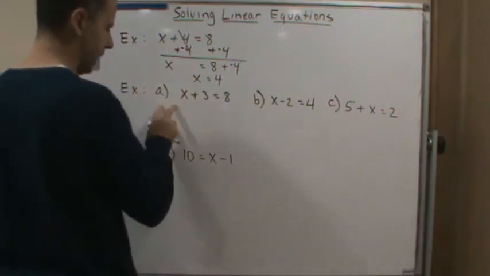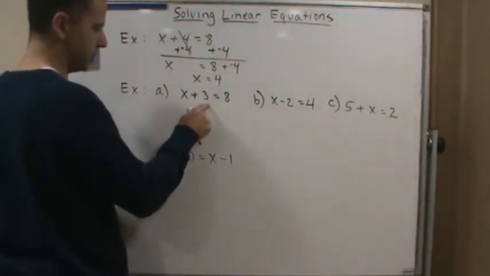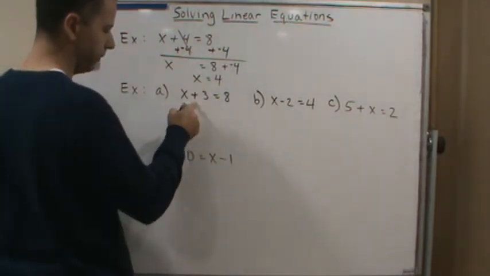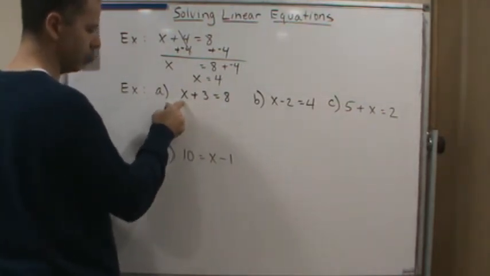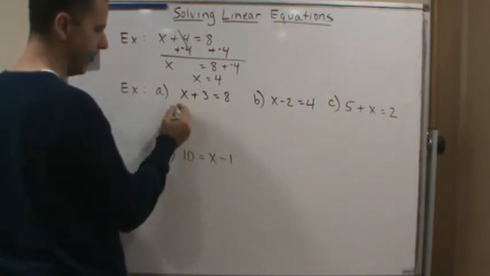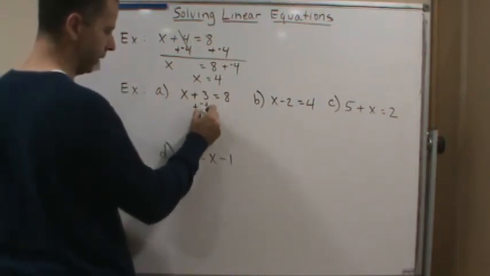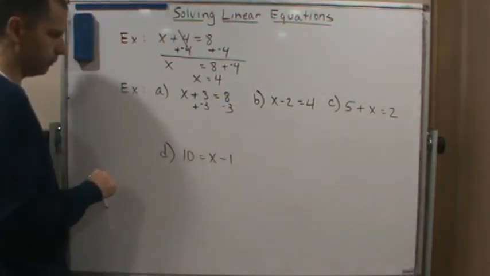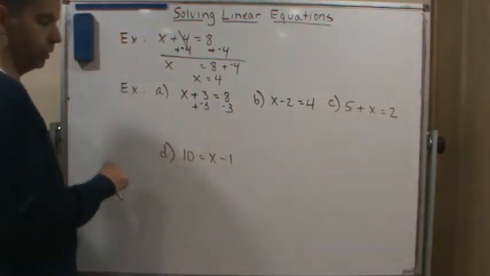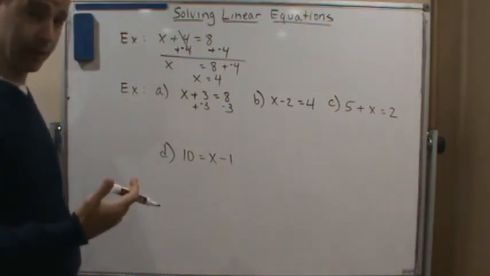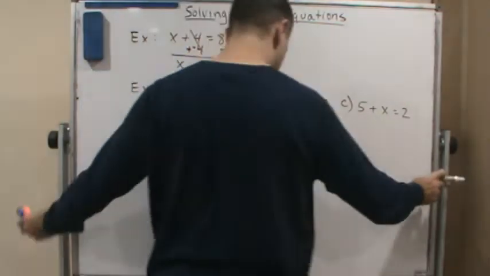So here in this example A, we have x plus 3 equals 8. So what do we do? We find the constant that's associated with the variable, in this case by addition, and we're going to add the opposite. So we're going to add -3 to both sides. Or you could also think of it as doing the opposite operation, right?